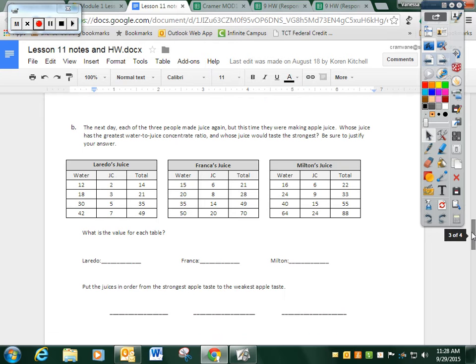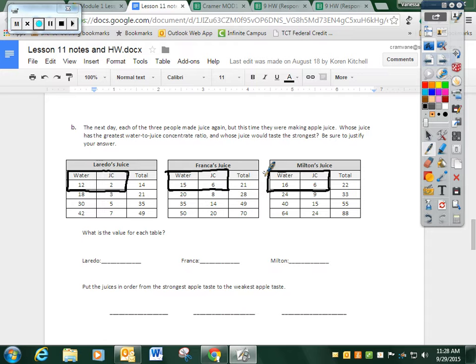The next day, each of the 3 people made juice again, but this time they were making apple juice. Whose juice has the greatest water to juice concentrate ratio, and whose juice would taste the strongest? Be sure to justify your answer. Oh, this one's really fun. Okay, so you have the same 3 people, and I'm going to start the exercise the same way I did the last one.